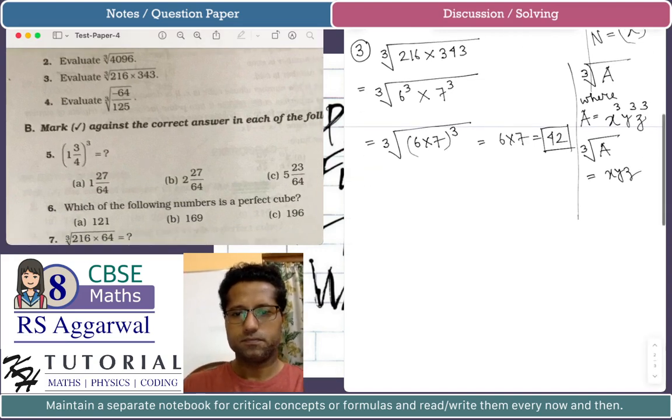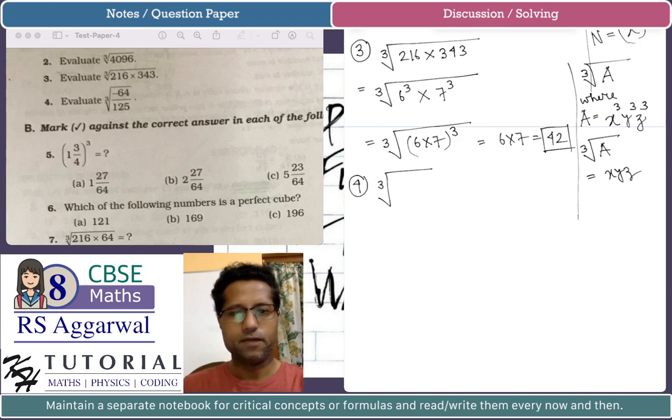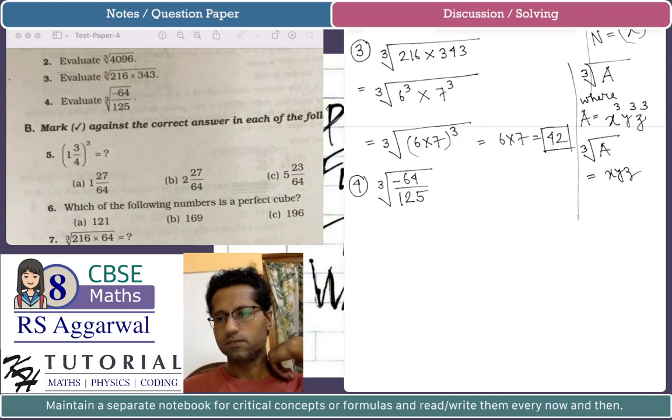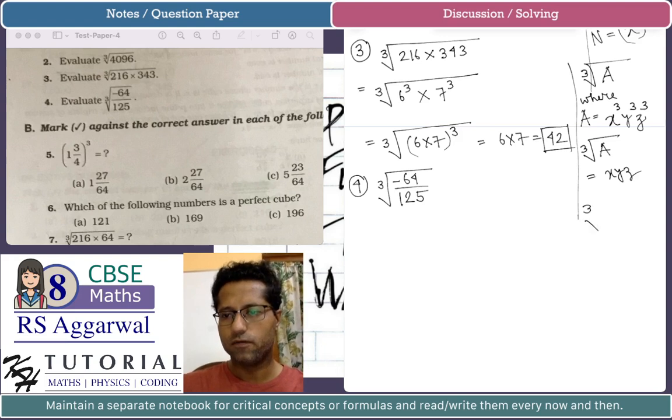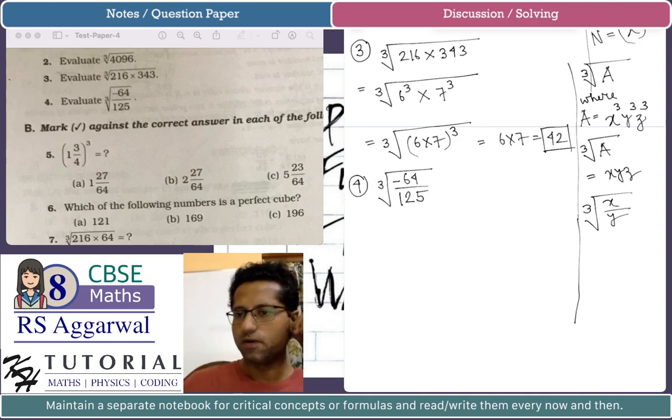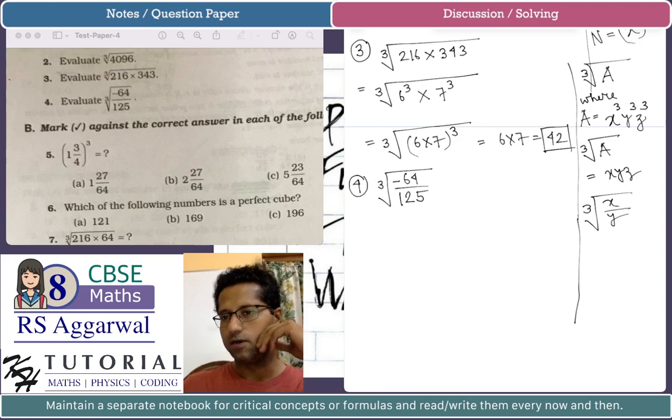Problem number 4. We have to evaluate cube root of a negative rational number, minus 64 by 125. Now, if you have something like cube root of x by y, and you know that x and y are both perfect cubes, irrespective of their sign, x could be negative, that is fine.